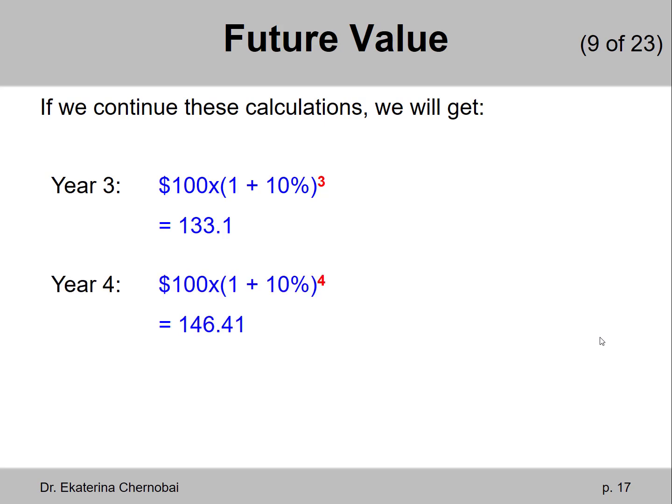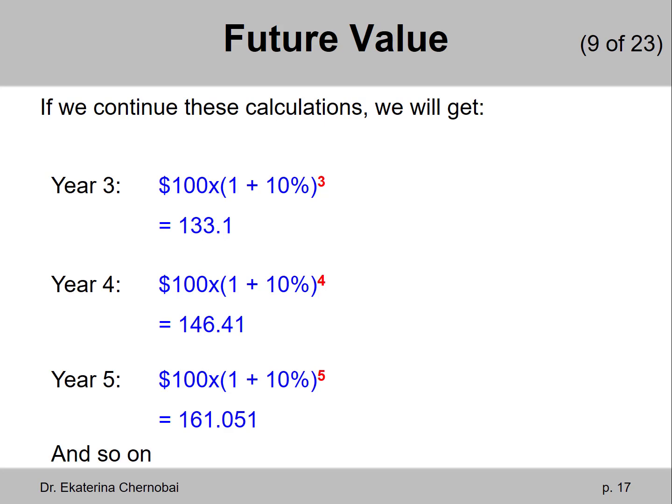Year 4 future value, the power will become 4. Year 5 future value, the power will equal 5, and so on. Now you saw the pattern, and now you can very easily calculate the future value of some given amount of money and interest rate per year for any year in the future.